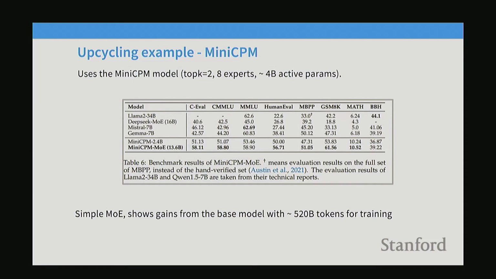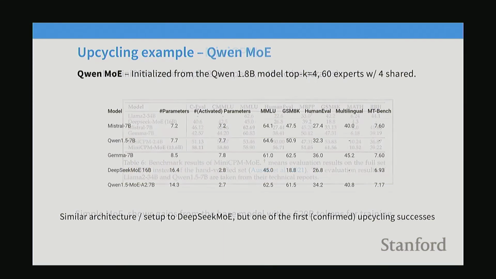MiniCPM, which I'll mention again in the scaling law lecture, is a Chinese open LLM that basically tried to build really good small language models. And they succeeded at taking a dense model and upcycling it into an MoE. You can see that their numbers get significantly better in the last two rows, right? So from the dense model to the MoE, they get a pretty non-trivial bump in performance.